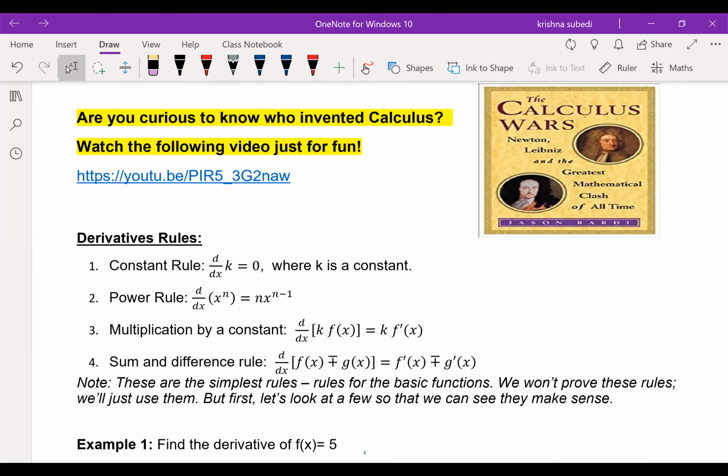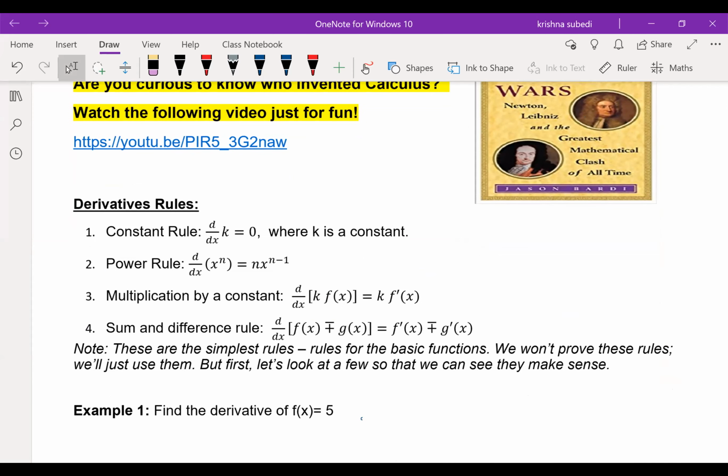So here are 4 derivative rules that we'll be using. These are the simplest rules for basic functions. We will not prove these rules here, we just use them. Rule number 1 is the constant rule. The derivative d over dx of k is 0, where k is a constant.